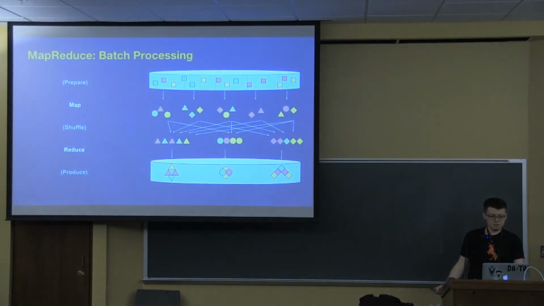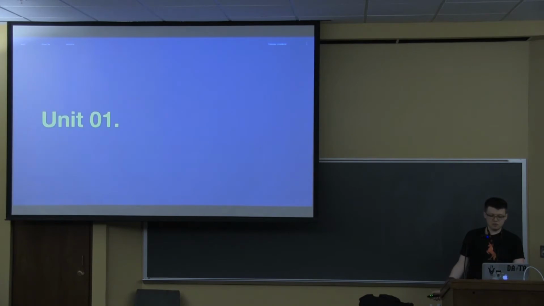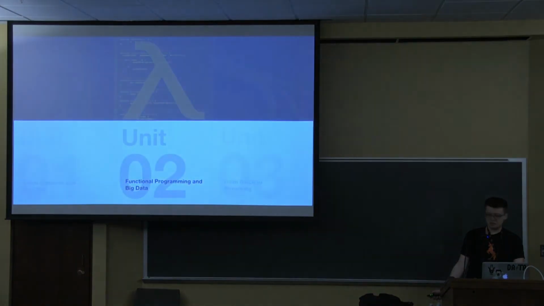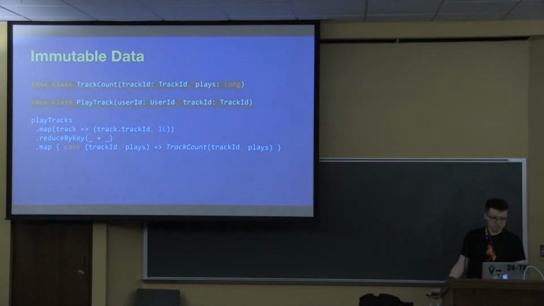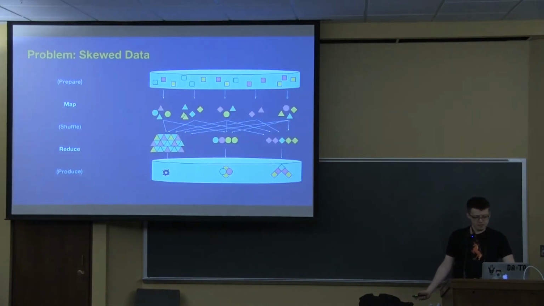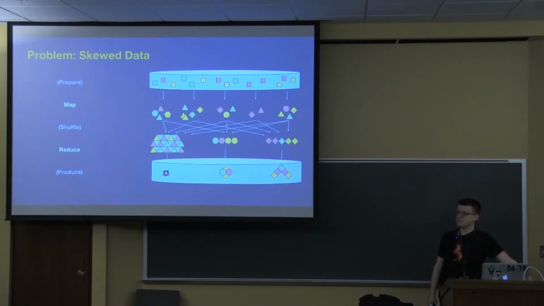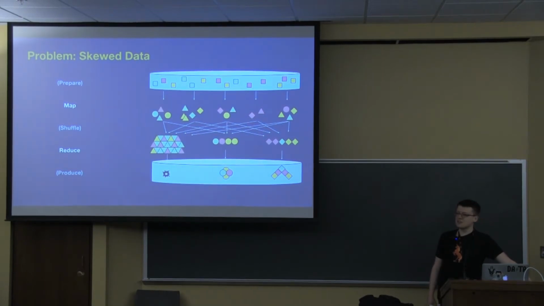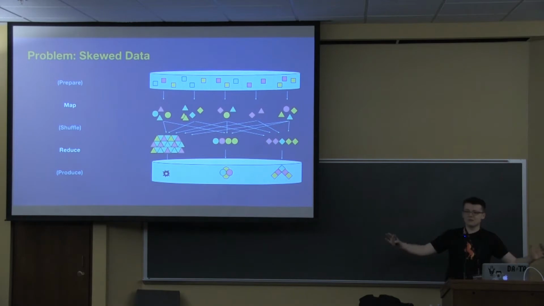So let's see. Actually, there are many things wrong with this code. It would work, but it would generally blow up in production. Let's see why. The problem is, if you are Spotify, you have some tracks that are much more popular than other tracks. So if you try to shuffle by the same key, you'll get a tremendous amount of the same track on a single machine, and it will just blow up.